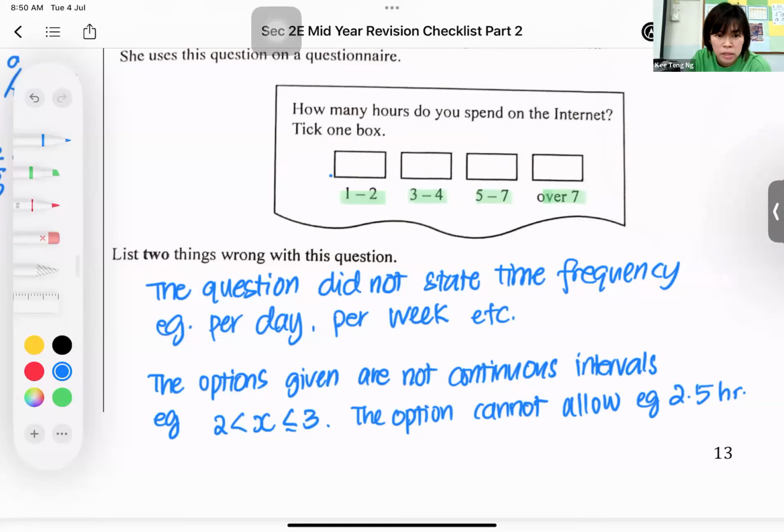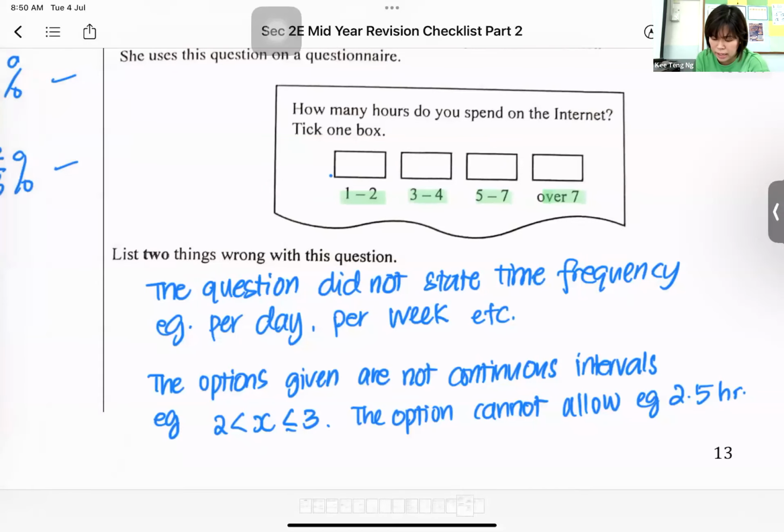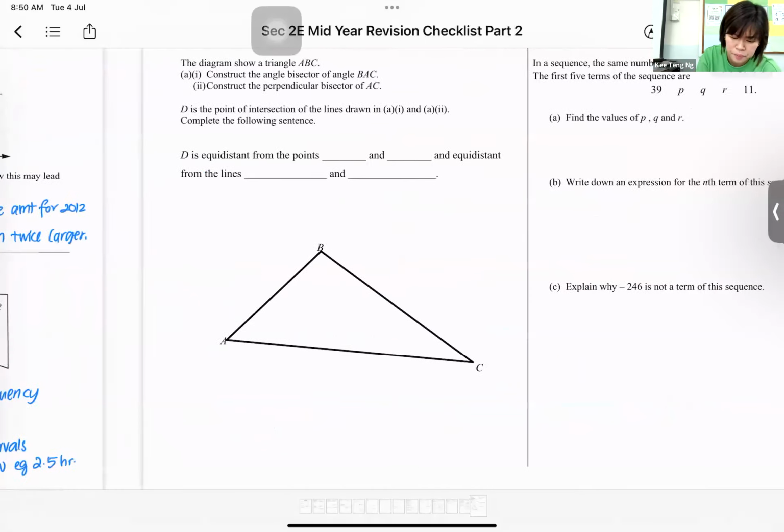Of course, if you have some other logical answers, you can share them with me. Then I will go through the questions, right? Okay, last page for the day.